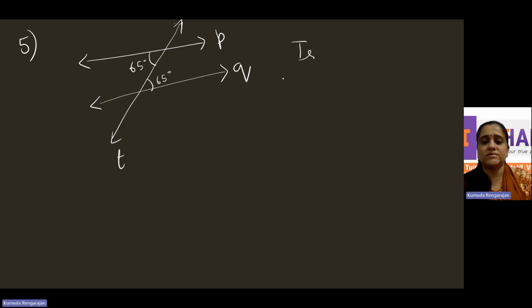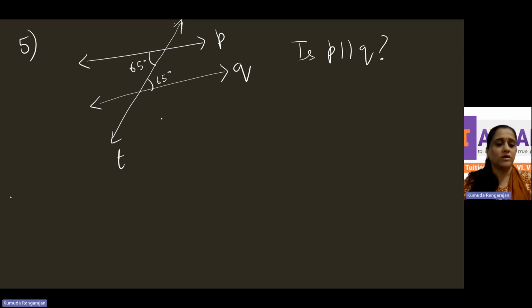The question is: is P parallel to Q? Which is the transversal? T is the transversal. If the question is whether P is parallel to Q, that means it is not given. P and Q are simply two lines, not parallel lines. You will have to say if they are parallel or not parallel.